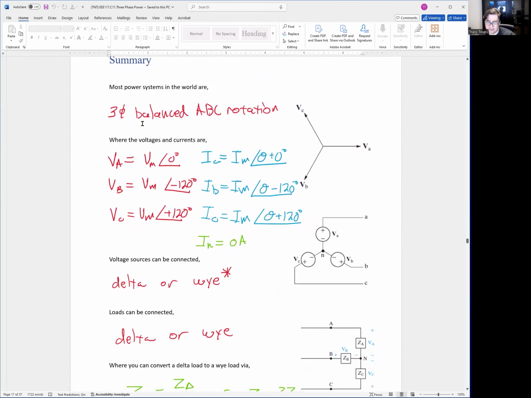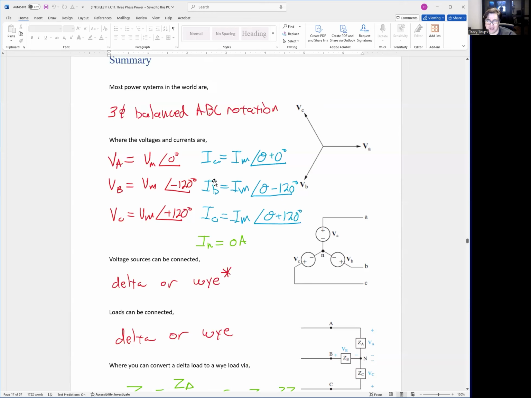Wanted to touch on a little basics here and there. So most of the power system is a three-phase balanced ABC rotation system, where voltages are VA equals VM angle 0 degrees. VB is the same VM angle negative 120 degrees. VC is the same VM angle positive 120 degrees. Same magnitude, 120 degree separation of phases.